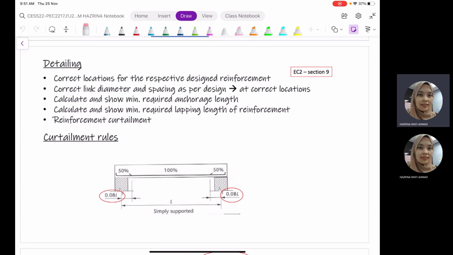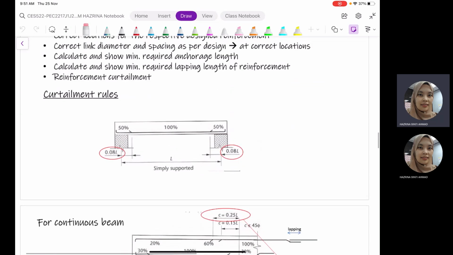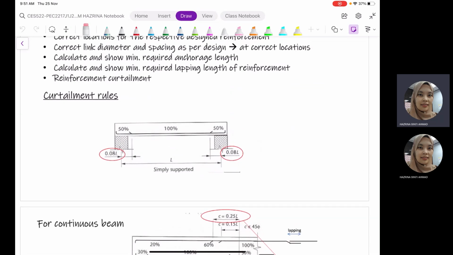Okay, right. So we have the curtailment rules. As you can see here, this is one curtailment rule for a beam, for a simply supported beam. The reinforcement will be 100% in the middle, because this is the place where we are going to cater for the maximum bending moment. Towards the end, we can actually reduce our reinforcement to 50%.